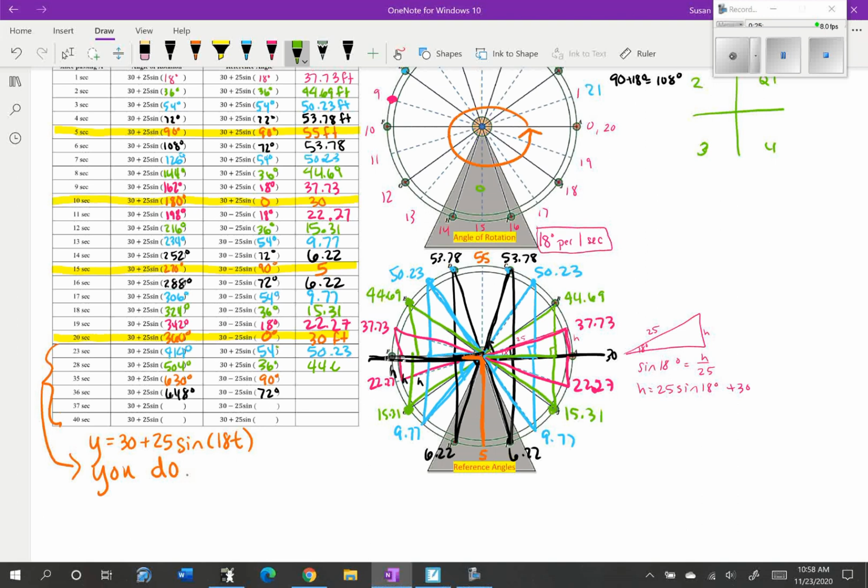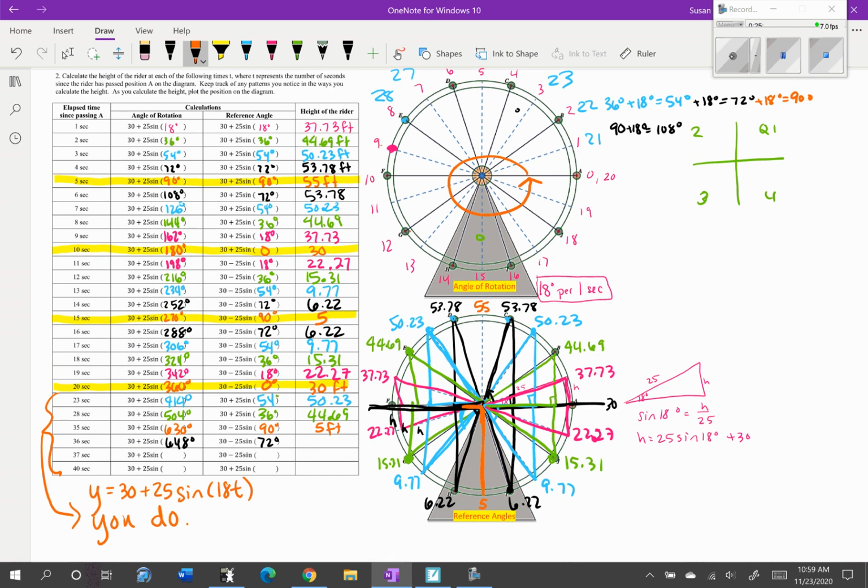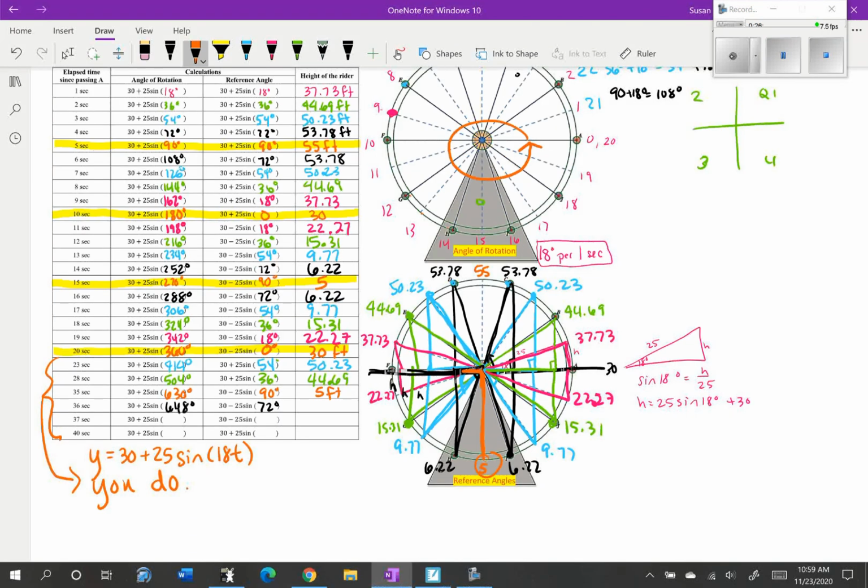So 630 degrees is going to be the same as the 90 for the reference angle. So that would give us, in this case, 5 feet, since you would be all the way down. So 28, 29, this is 30, 31, 32, 33, 34, 35 is all the way down here. So that's 5 feet off the ground.